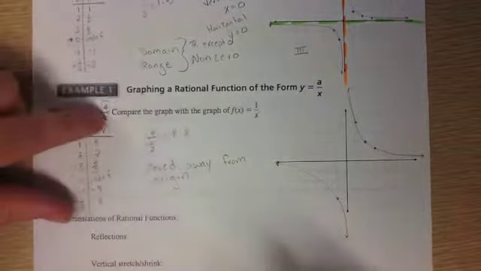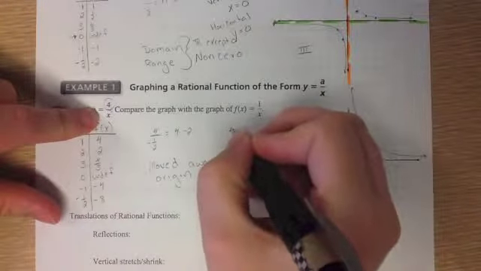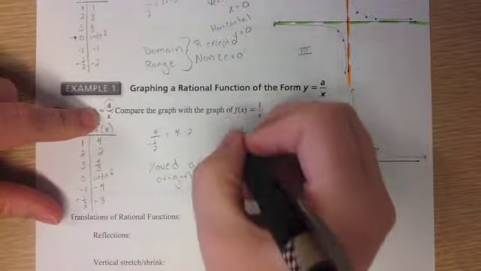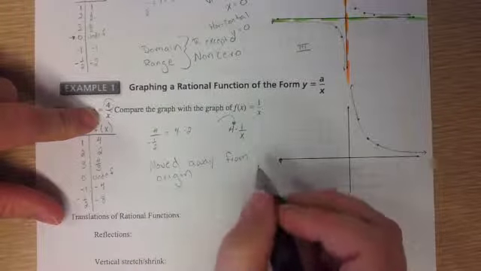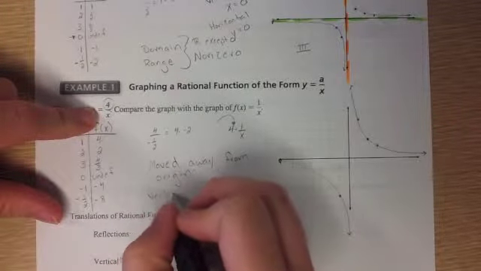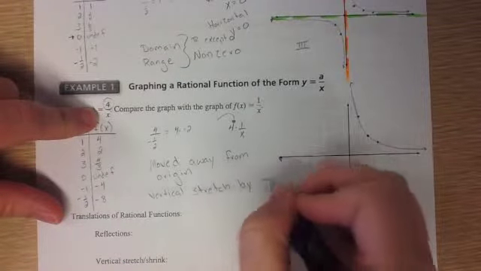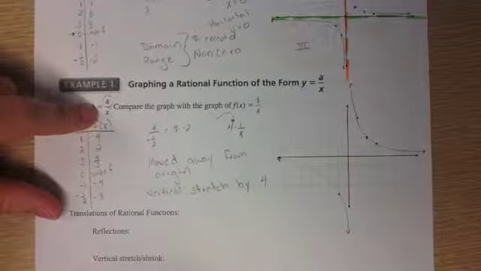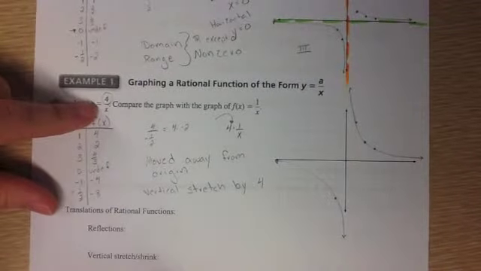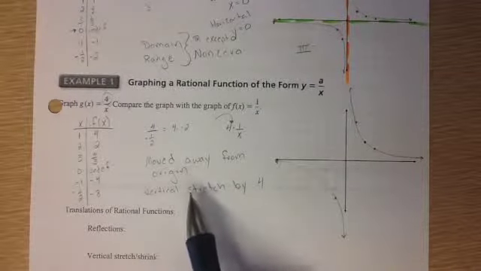And if we think back to our translations, this is the same as taking 4 times 1 over x. So what's this 4 out here going to do? That's going to give me a vertical stretch by 4. So let's go back and look at how a rational function here is shifted.